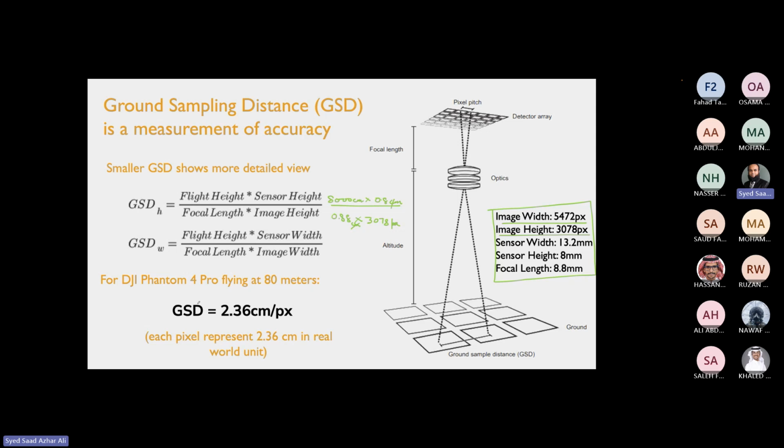So if you want to get even more detail, we need to get a smaller number than this, and we can adjust the focal length, or maybe the height or something, to get a more detailed picture. Each pixel in the image is representing 2.36 centimeter in real world unit. All right.